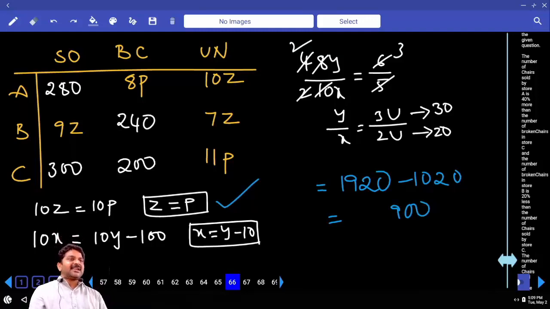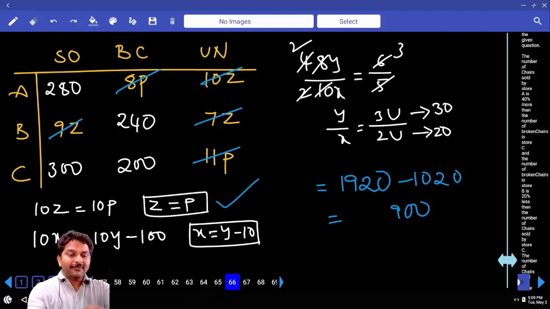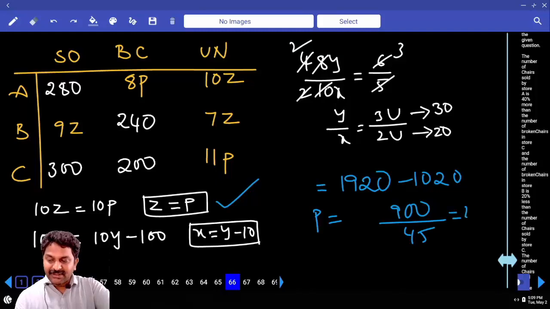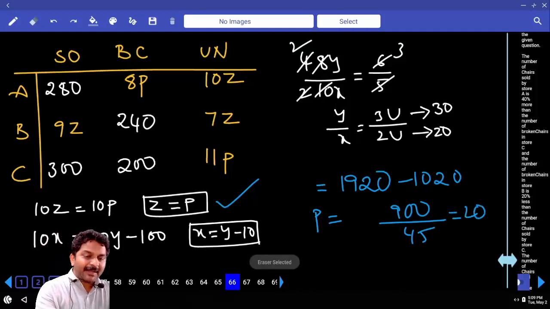And you already know that Z and P both are equal, right? 8 plus 10, 18, 18 plus 9, 27, 27 plus 7, 34, 34 plus 11, 45. So 45 parts is equal to 900. Then one part value is 900 divided by 45, which is 20 only. So we can fill this gap.